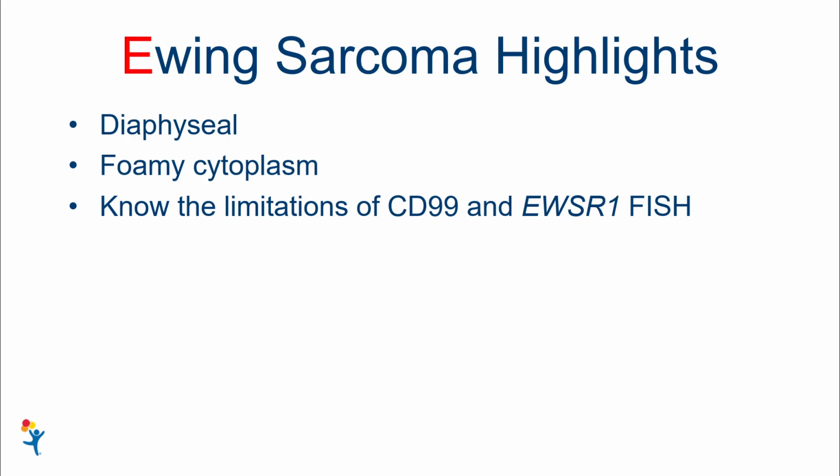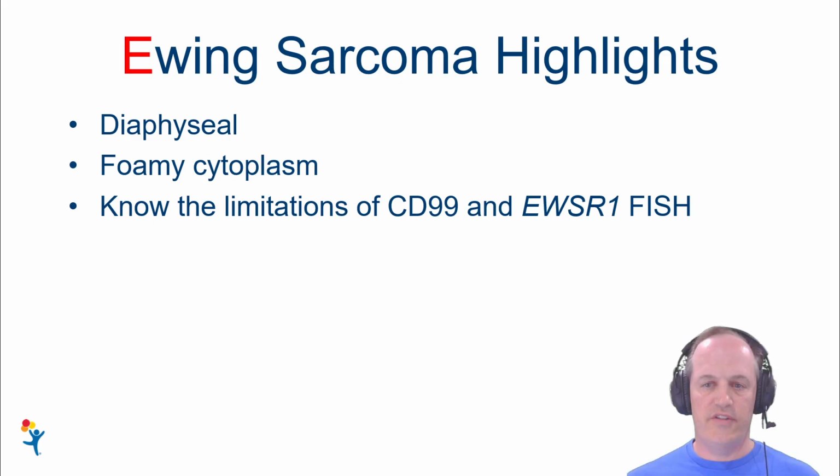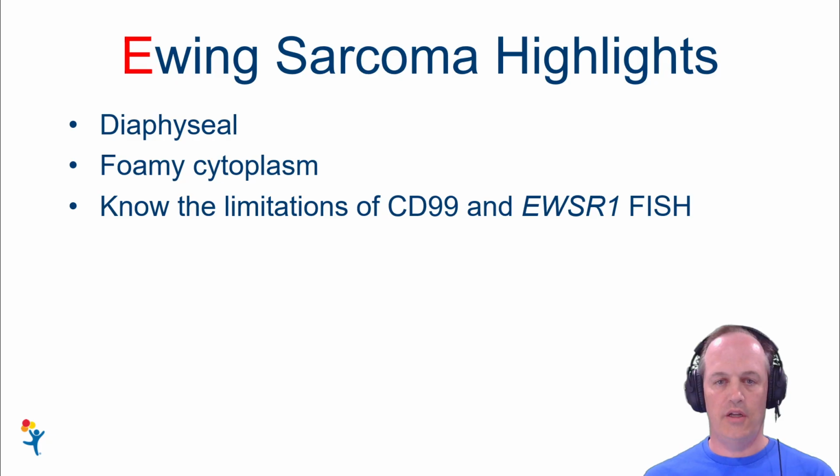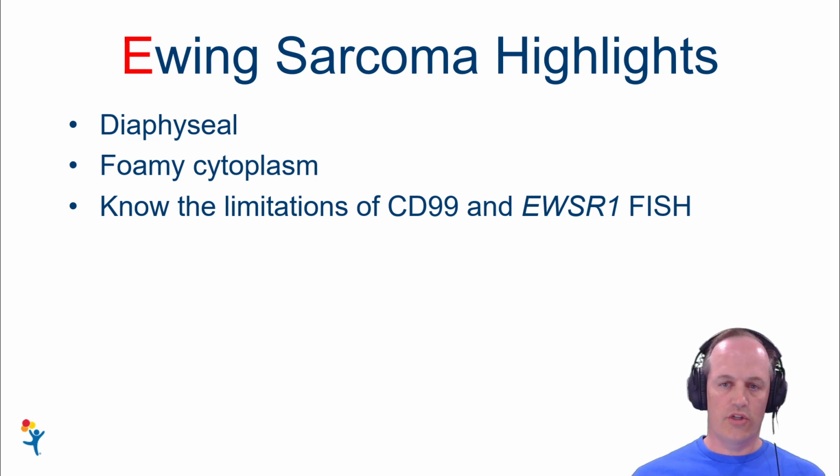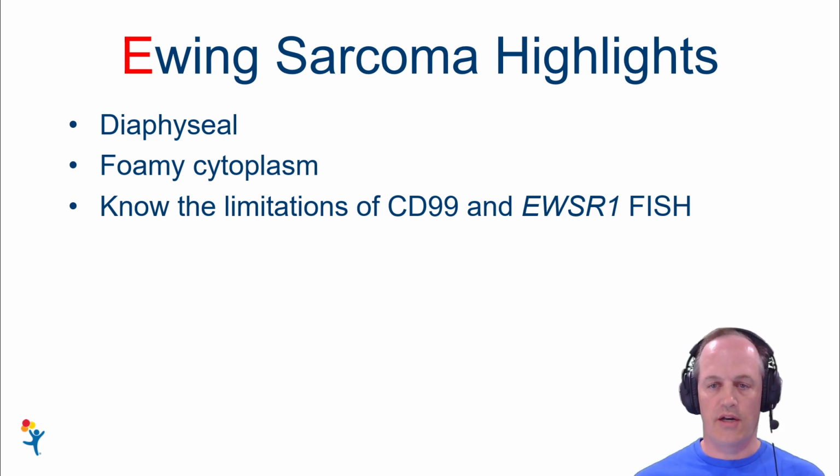All right, so Ewing sarcoma is a diaphyseal bone tumor. You're going to want to look for that really foamy cytoplasm, that really monotonous nuclei, and that population of smaller angular cells. There are limitations to CD99. When it's really strong and completely solid around all the cells, you feel really good about calling that a Ewing sarcoma without even molecular testing. And of course, EWSR1, if you just did FISH, there are a lot of pitfalls there.